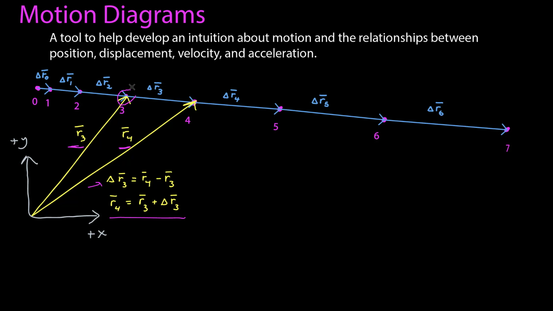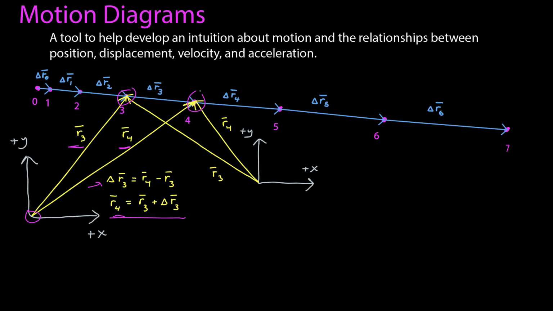The tail of delta r sub 3 at the tip of r sub 3, and then the resulting vector r sub 4 goes from the tail of r sub 3 to the tip, and that does not depend on the location of the coordinate system. If I have a different coordinate system, I'll have different position vectors, but the displacement vector is the same. Back to analyzing the displacement vectors, what can we say? Well, they're all pointing in the same direction, which we know. The magnitude is getting larger as time goes on.